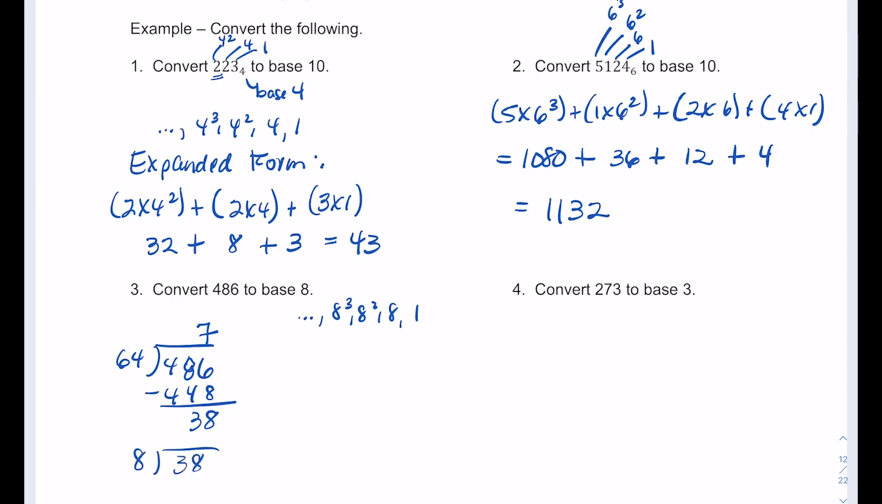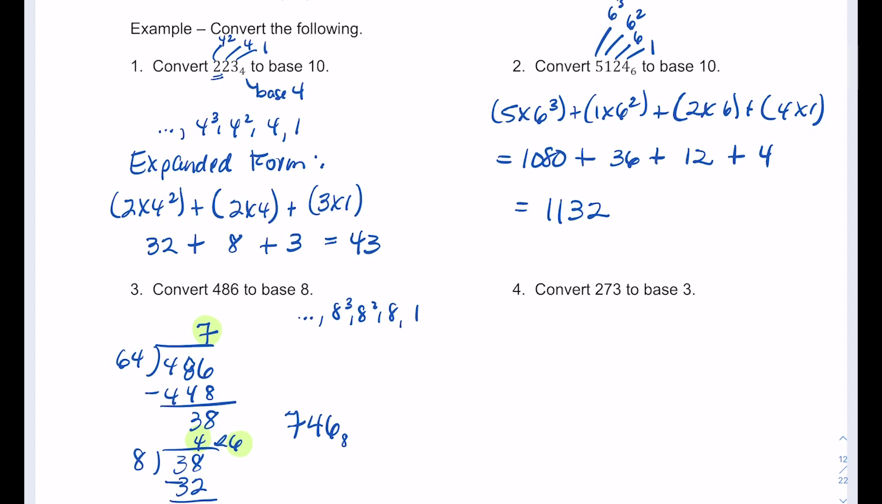So I have to divide 8 into 38, and we know 8 goes into 38 a maximum of 4 times. 4 times 8 gives me 32, and when you subtract, you get a remainder of 6, and then we're finished. So how do we get our answer? Real easy. All you do is take these numbers. It would be 7 times 64, 4 times 8, and then 6 times 1. So the number we get is just 746, and the base, remember, is 8, so I'm going to put that as a little subscript.